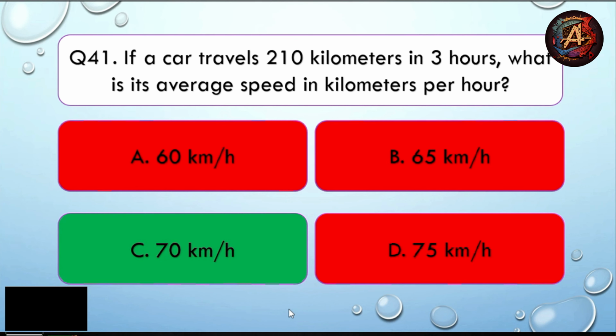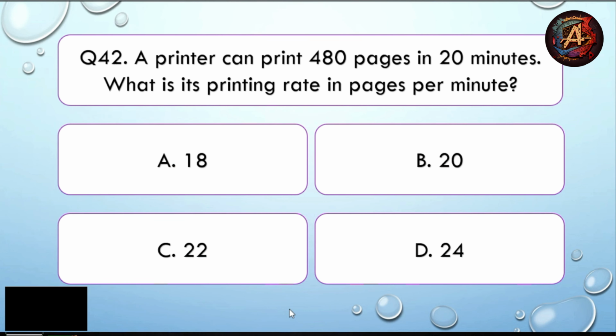Now let us go to question number 42. A printer can print 480 pages in 20 minutes. What is its printing rate in pages per minute? Is it A, 18, B, 20, C, 22, or D, 24? I'll give you 5 seconds.